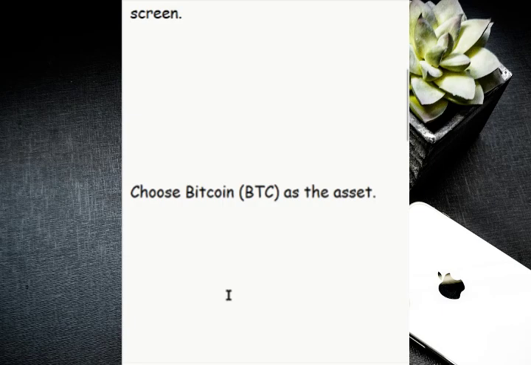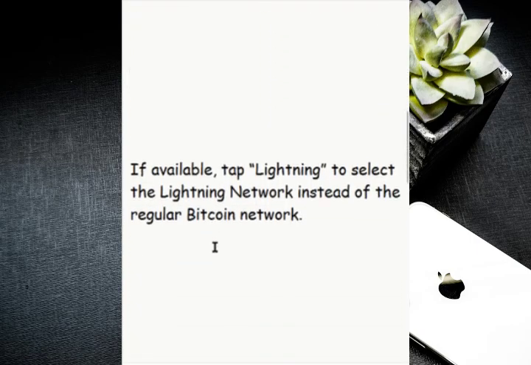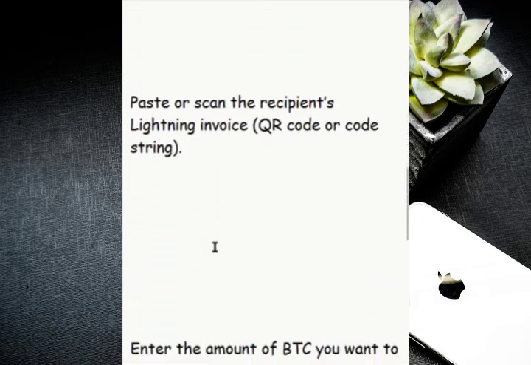Then from there you have to choose Bitcoin, which is the BTC logo, as the asset. Then if available, tap Lightning to select the Lightning network instead of the regular Bitcoin network. Then paste or scan the recipient's Lightning invoice, or use the QR code or the code string.